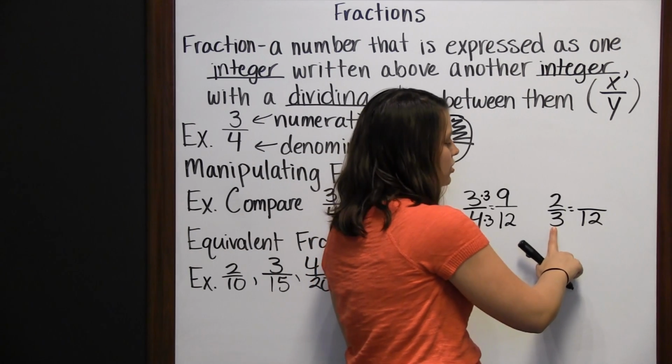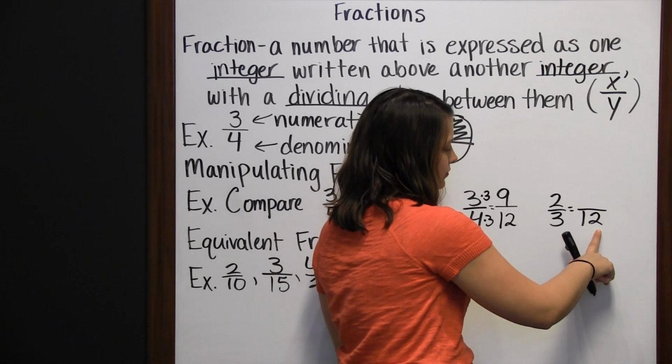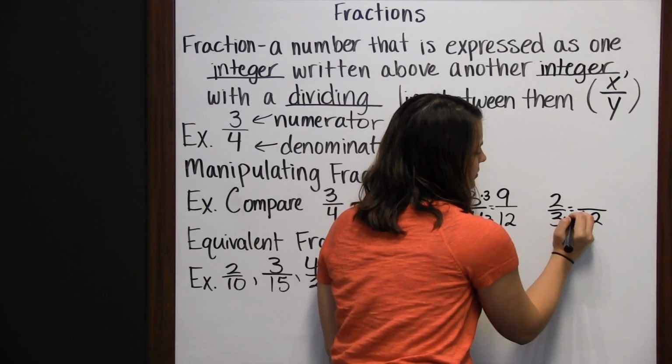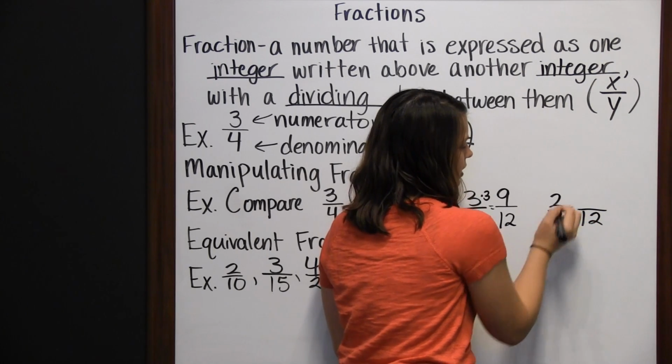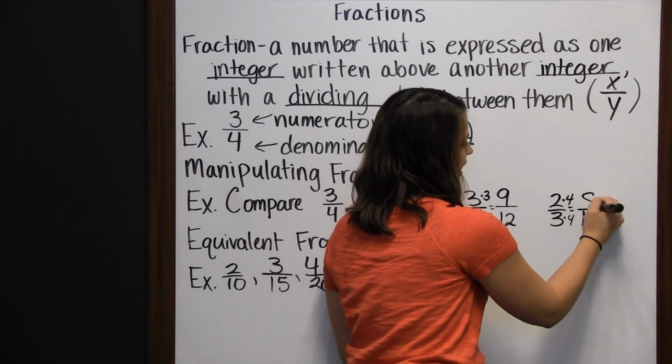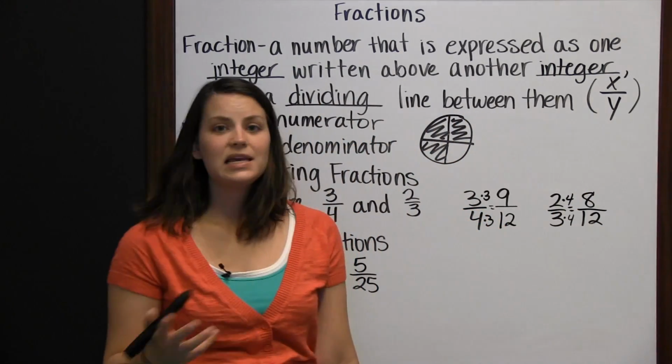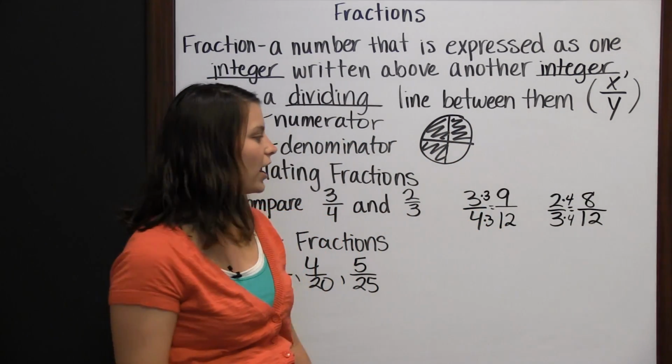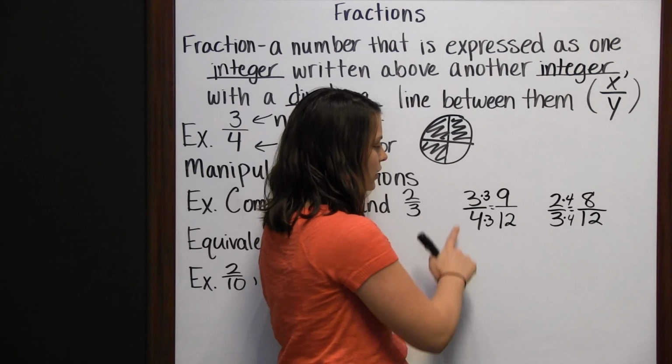We want to change our denominator from 3 to 12. So we multiply 3 times 4 to get 12. And we must do the same to our numerator. 2 times 4 is 8. So now we can easily see which fraction is larger.